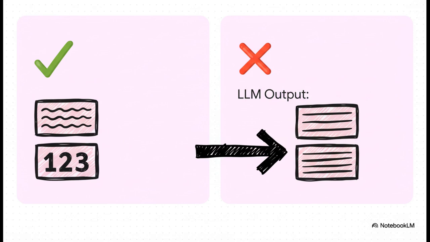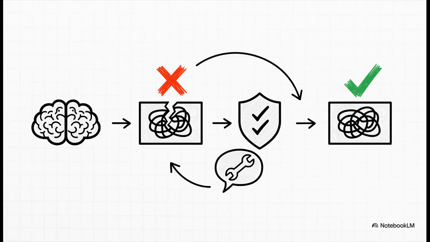Let's make this super concrete. Here's a perfect example. We're expecting a JSON object where the age field is an integer, a number. But the LLM sends back the word 30 as a string. Now, without a guardrail, that would probably crash whatever application is trying to use this data. But a schema validation guardrail catches this mistake instantly. Failure.